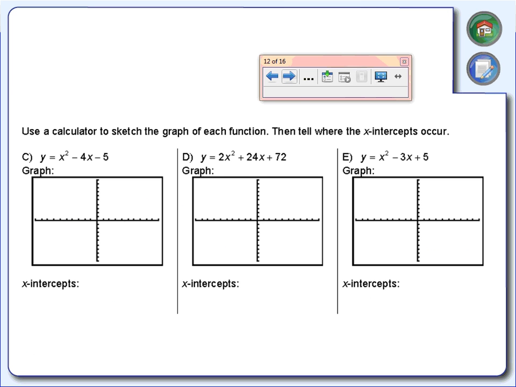C, they're asking us to use our calculator to sketch a graph of the function and tell where the x-intercepts occur. So it's basically the same thing, but this time instead of looking at our table, we're going to be looking at our graphs. So go to your calculator and let's graph y equals x squared minus 4x minus 5. Put that in. Whatever graph you see on your calculator, that's what you're going to sketch. Make sure you sketch that graph.